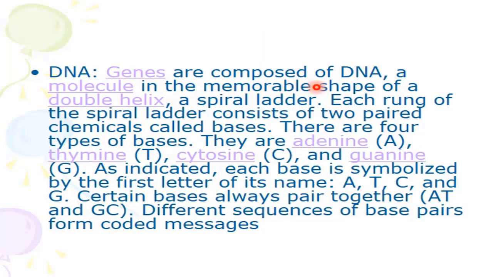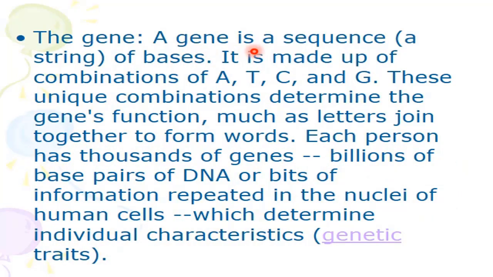Genes are composed of DNA, a molecule in the memorable shape of a double helix, a spiral ladder. Each rung of the spiral ladder consists of two paired chemical code bases. There are four nitrogen bases, as you know: adenine, thymine, cytosine, and guanine, each of which is represented by the first letter of its name: A for adenine, T for thymine, C for cytosine, and G for guanine. A gene is a sequence of bases. It's made of a combination of adenine, thymine, cytosine, and guanine.